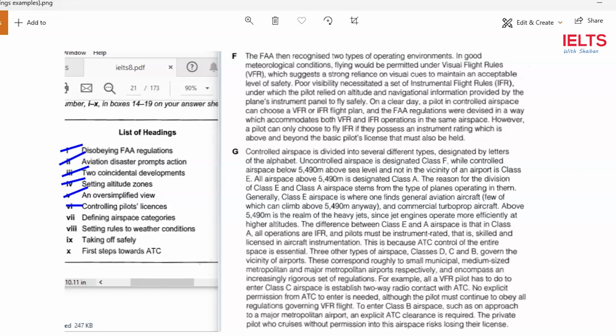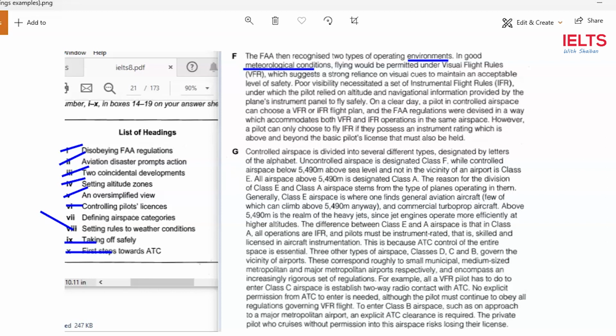This is the only heading that talks about the weather conditions, because he said meteorological, and recognized two types of operating environments. So number one, environment in good meteorological conditions, that means in good weather conditions. So that's the only one. Taking off safely and first steps, again, nothing here and nothing in here. Okay, finally, the last paragraph, G.